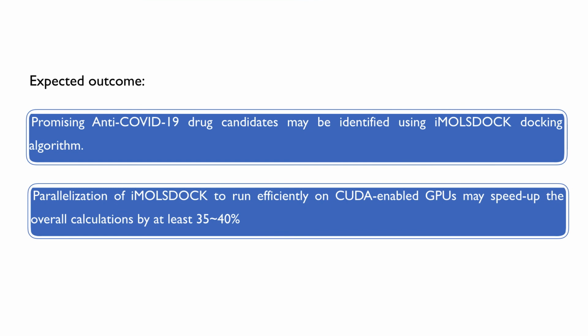The first expected outcome is that promising anti-COVID-19 drugs will be identified using the IMOLS-DOC docking algorithm, and the second outcome will be that by parallelization of IMOLS-DOC to run efficiently on CUDA enabled GPUs, we can easily speed up the overall calculations by at least 35 to 40%.